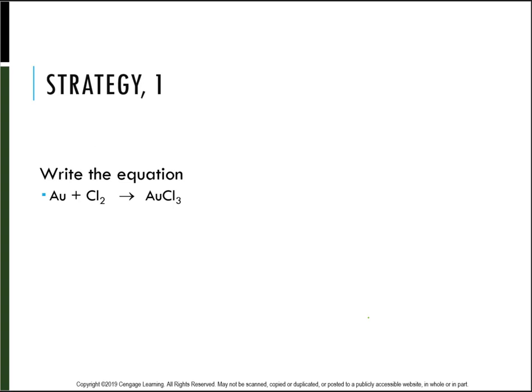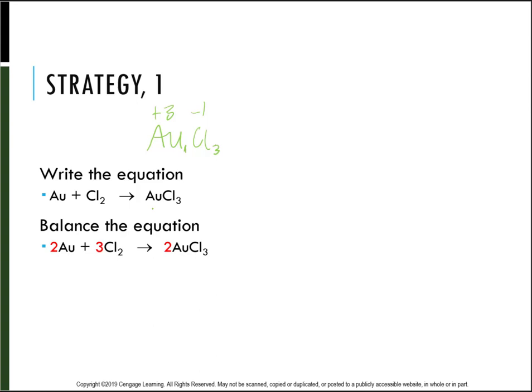So first we need to write our equation. Gold plus chlorine gives me gold 3 chloride. Remember, Au3 means plus 3 and chlorine is minus 1. So to have a neutral compound, we need to have 1 of these plus 3's and 3 minus 1's. So AuCl3. Now we need to balance it. Okay, hopefully you have this.